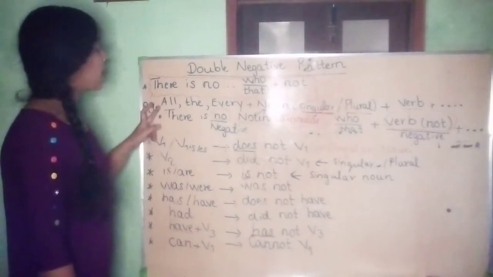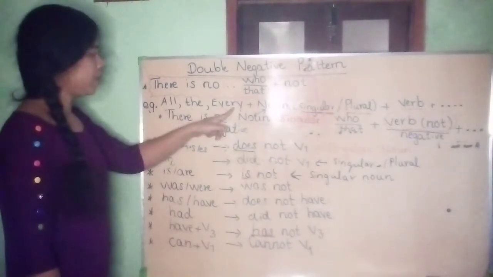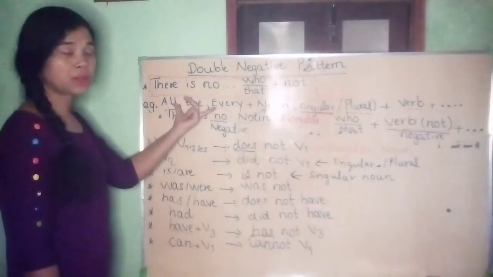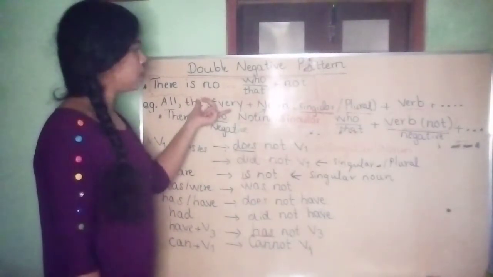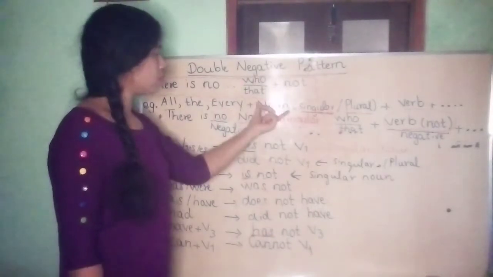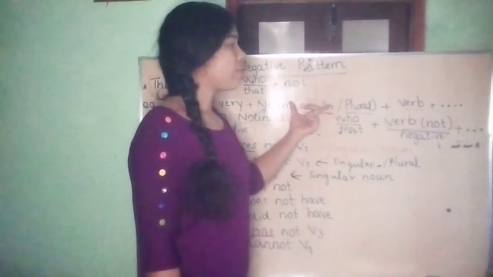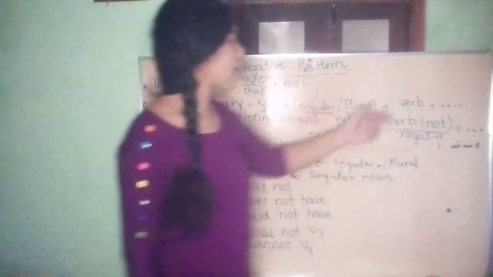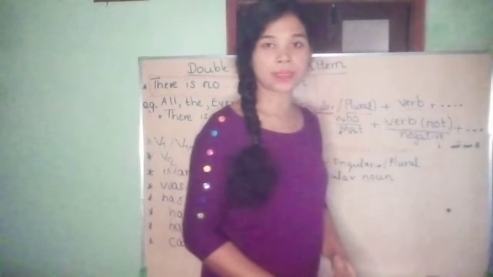So please look at the example. All, there, every, they are determiners. A determiner is followed by a noun, which may be singular or plural. After that, the next comes a verb, and then the other remaining words of the sentence.